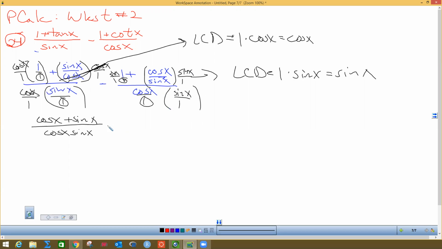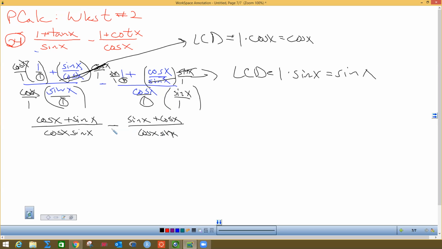So I got a minus sign here. And then sine times 1 is sine x. Sine times this one, this sine x and this sine x reduce out, so that's plus cosine x. And then here on the bottom, I've got cosine times sine over 1. It's just cosine times sine. So now what I have is common denominators.